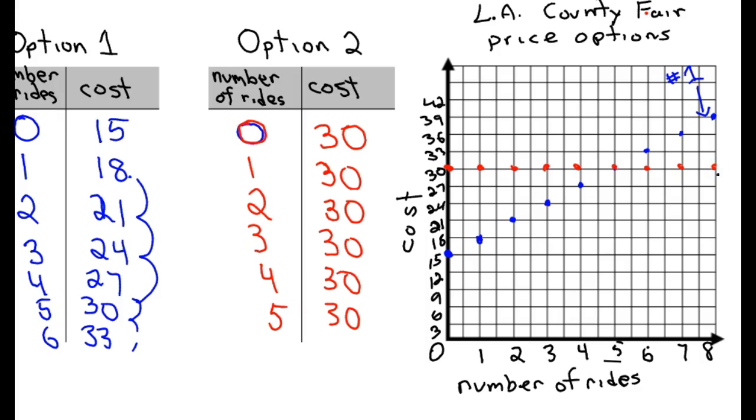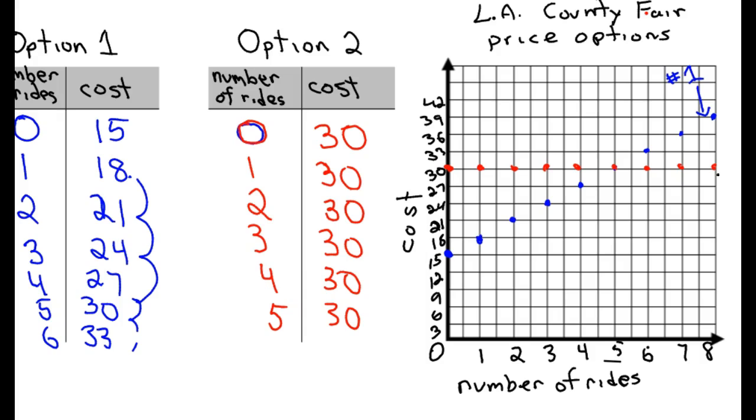No matter what, it's always $30, no matter how many dollars. Now, two things to mention. Should I draw a line through this? Okay, so going back to, is this a discrete function or is this continuous?